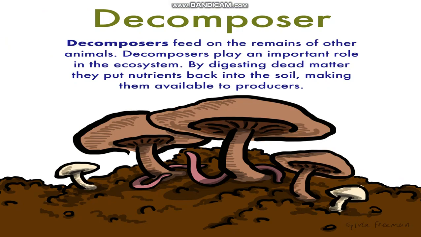Then the third one that is making the chain is the decomposer. Decomposers are the ones that feed on the remains of other animals. They play an important part in the ecosystem. By digesting dead matter, they put nutrients back into the soil, making them available to the producers. Did you ever think what happens to the animals and plants that die? Have you ever thought about that?